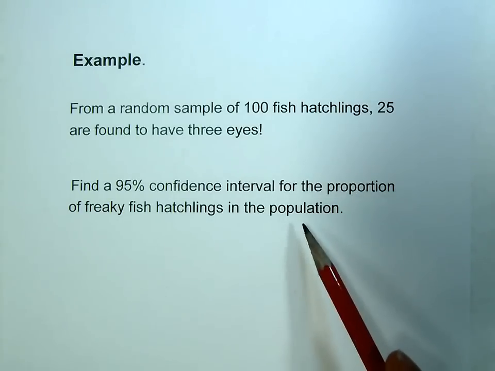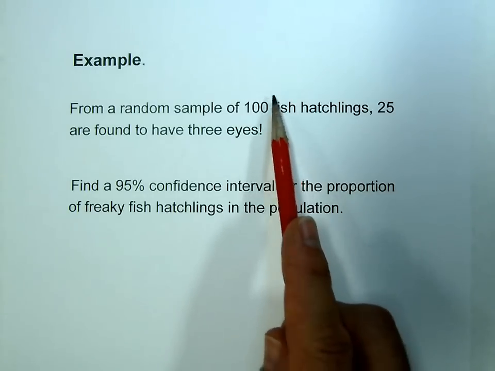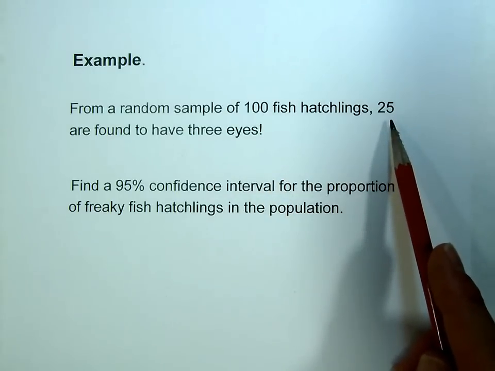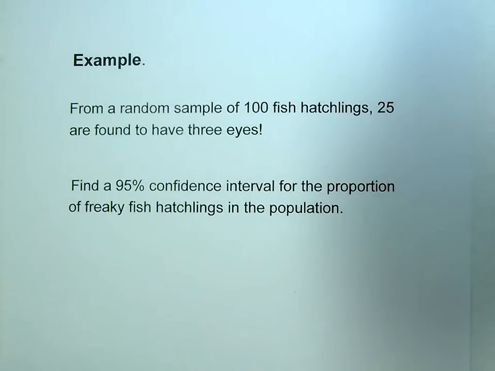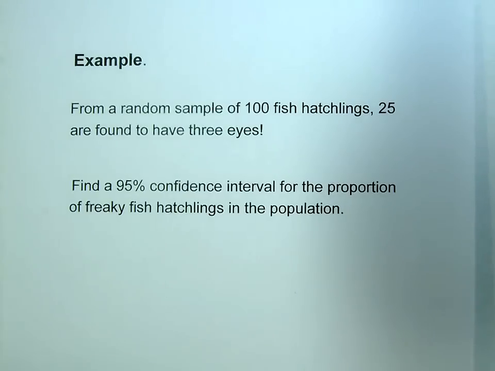So the question is, we want to find a 95% confidence interval for the proportion of freaky fish hatchlings in the entire population. So what we want to do is use a sample of 100 where 25 are freaky to find a 95% confidence interval for the population proportion of freaky fish. So how do we do that?